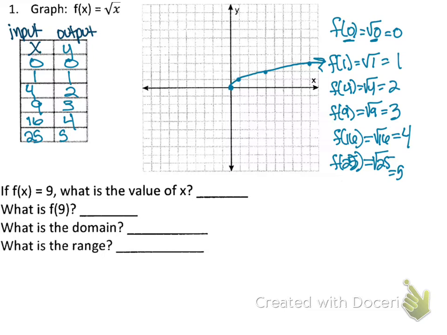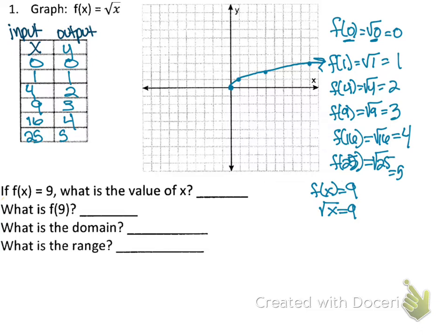Now to continue on with the problems at the bottom, I want to take a look at this one. If f of x equals 9, what is the value of x? Okay, so we're going to just find that out. So f of x equals 9. We know that means the square root of x equals 9. So the square root of x has to equal 9.